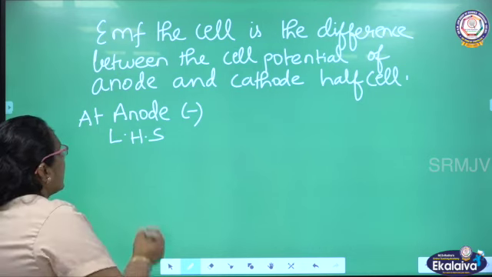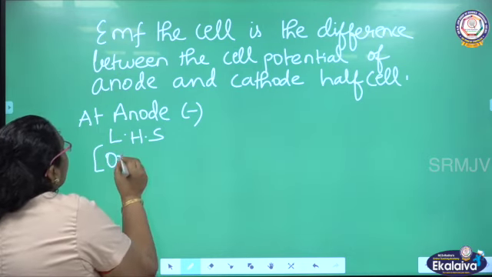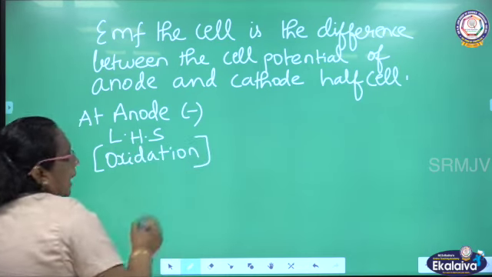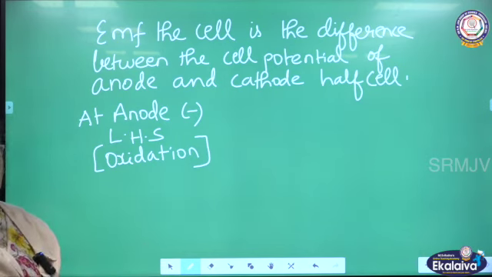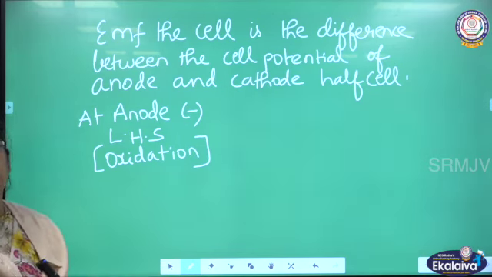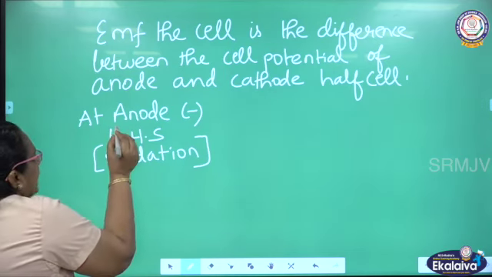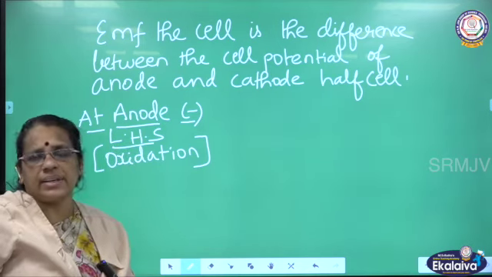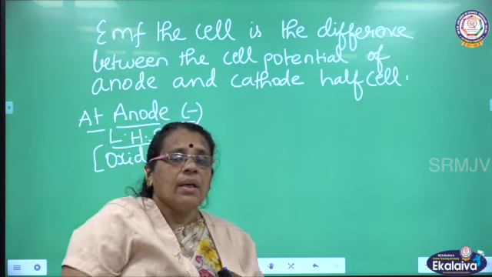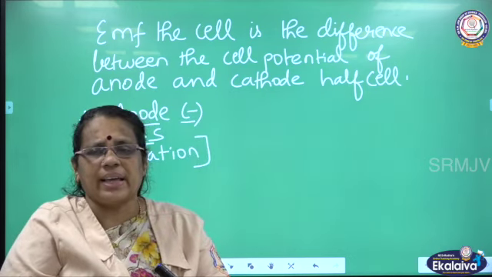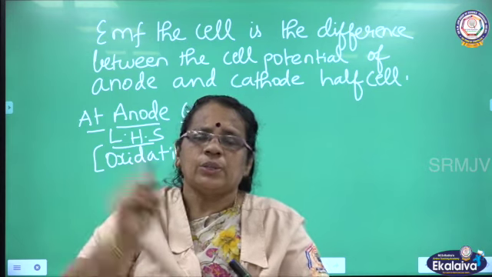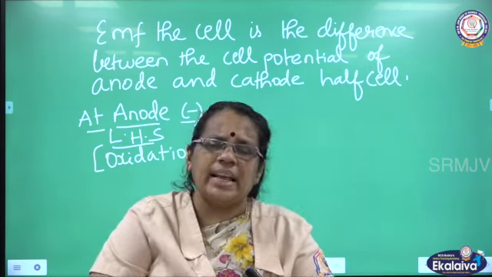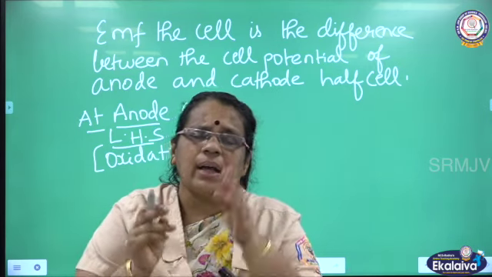So, what type of reaction is taking place at the anode? Oxidation. Okay, let us see the reaction that is taking place at the anode in the Daniell cell. So, what is there in the anode? Zinc electrode, is it not? At the anode, which is the negative terminal on the left hand side, oxidation is taking place. What is oxidation? Oxidation is nothing but loss of electrons.